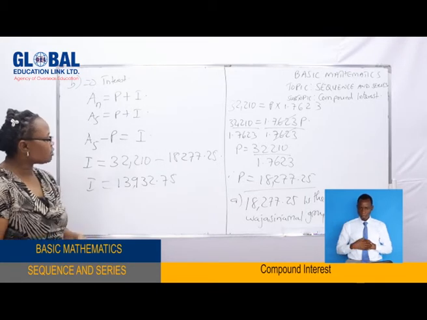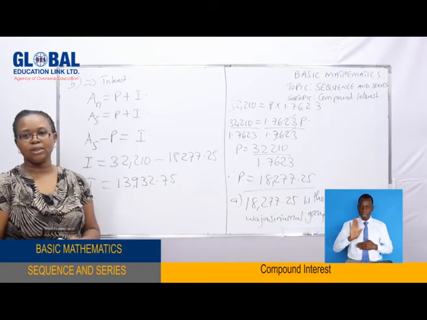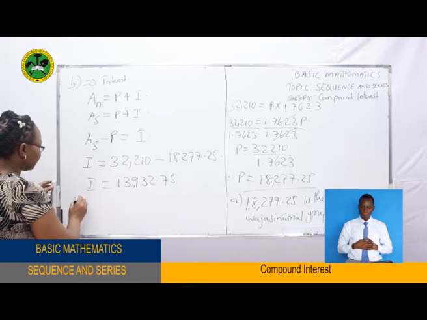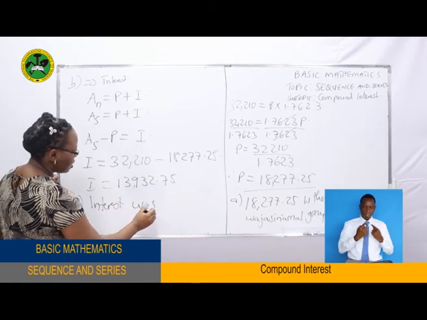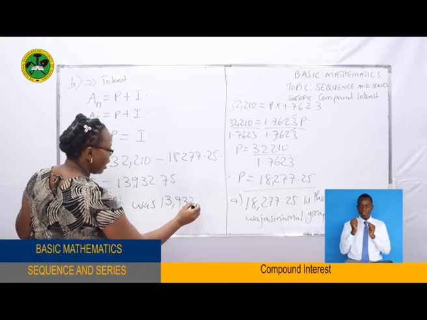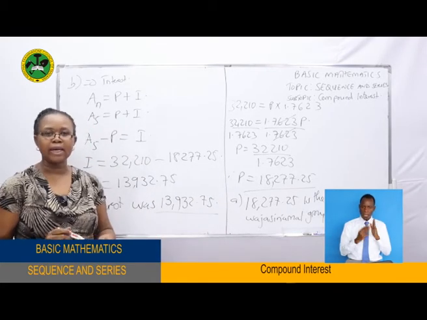So, my dear students, when you subtract these values, you obtain the interest, which is 13,932 and 75 cents. So in part B, the interest was 13,932 and 75 cents.